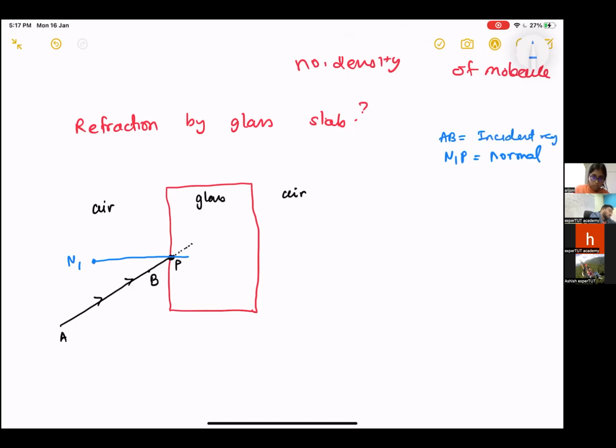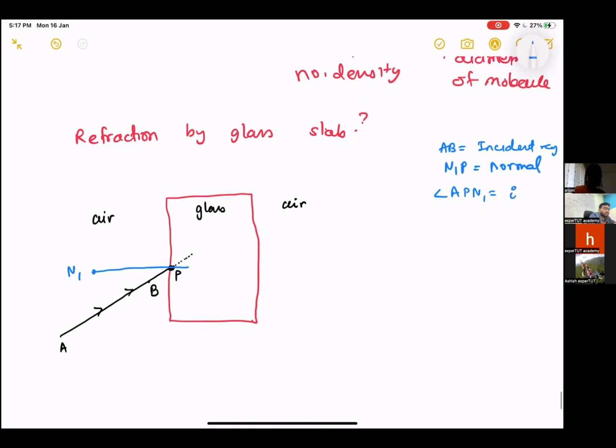What about angle APN1? Yeah, angle of incidence, I. All these should be there in your notebook. APN1, this angle, is the angle of incidence.